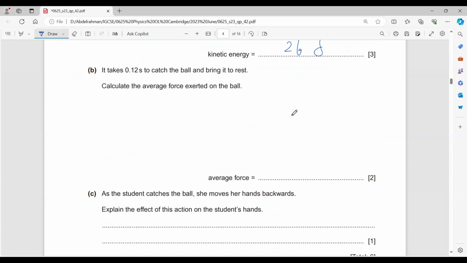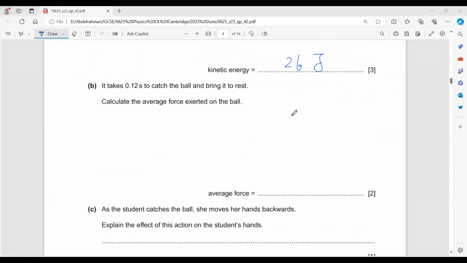Okay, calculate the average force exerted on the ball. It takes 0.12 seconds to catch the ball and bring it to rest. What is the average force acting on the ball? Any ideas? How can I find the force? Isn't force mass over acceleration? Wow, you haven't been studying. Force equals mass times acceleration.